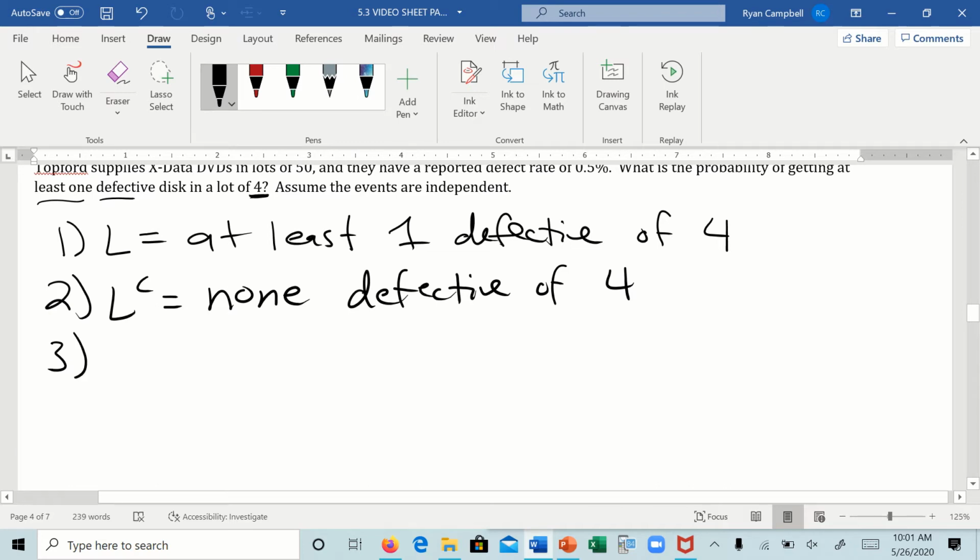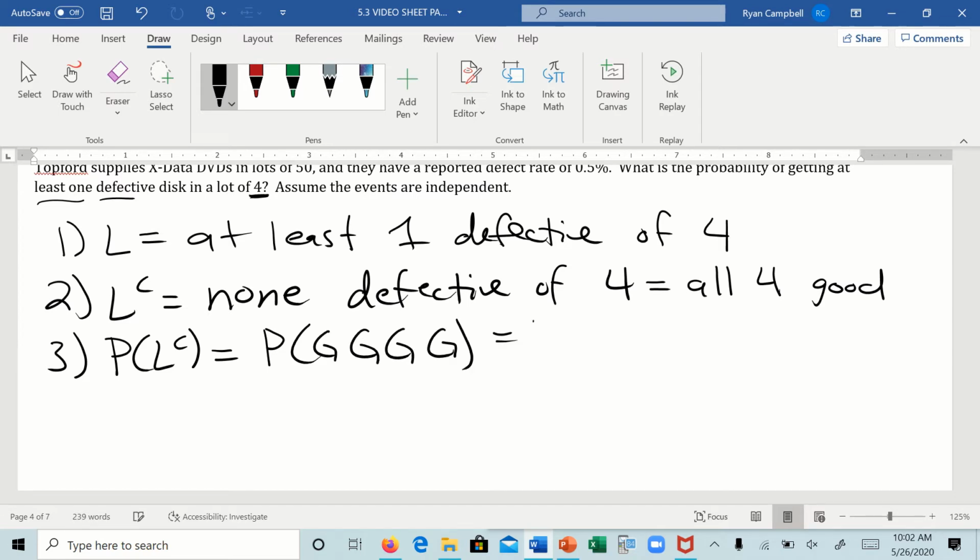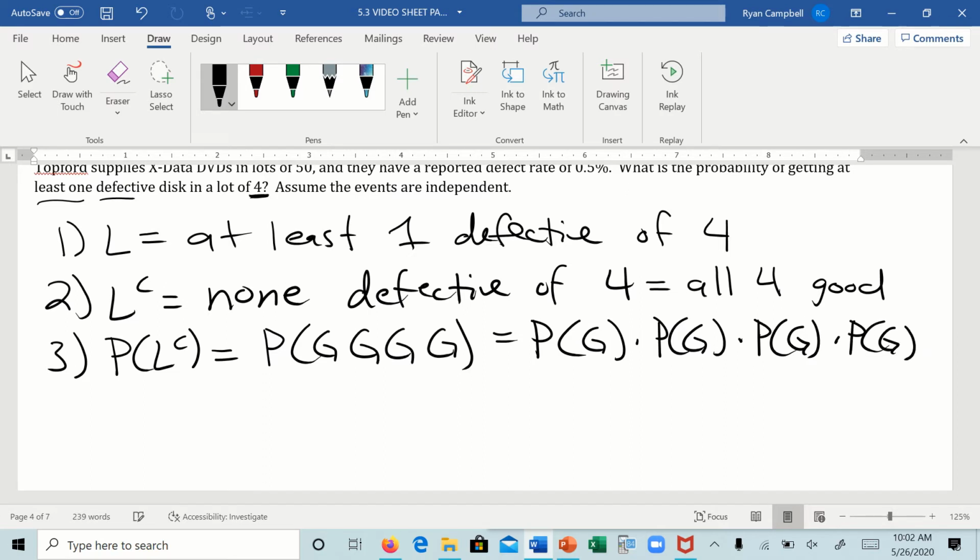All right, number 3. So now we have to find the probability of the complement. If none of the 4 are defective, what do you know about all of them? All 4 are good. So that means we have a good one, and a good one, and a good one, and a good one. So we can just rewrite it as probability of good, probability of good, probability of good, probability of good. And remember, the reason why we're doing it is because we want none of them defective. If you take out that one case, then the rest of them are going to be at least one defective.